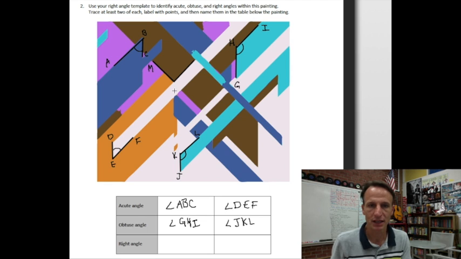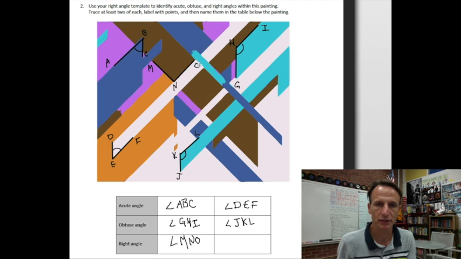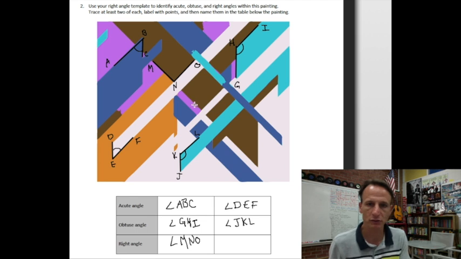So M, N, O. So we have right angle M, N, O. Great. Sorry, my writing's getting a little cruddy there. And then we find another right angle. Boy, there are plenty of them here, aren't there?